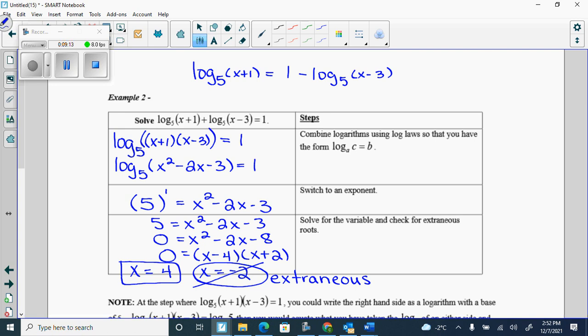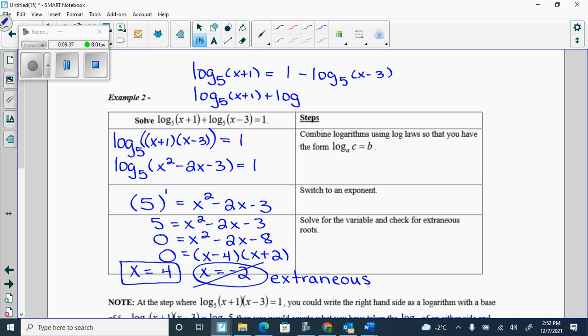So if it has log base 5 and log base 5, they're screaming, put me together. We agree? Can I put them together when they're on opposite sides? No. So what's the only way we can put them together? If they are on the same side, together. So your first step always is to move the logs together if they're not together.